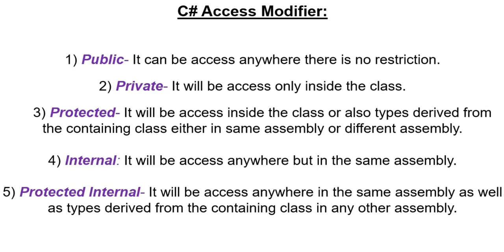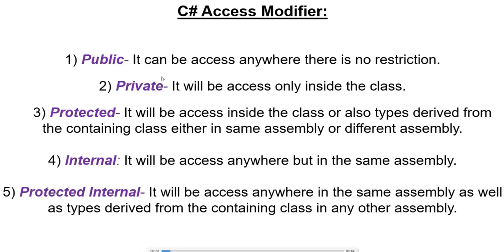So today we will learn C# access modifiers. Before we start this chapter, we should have knowledge of assembly, which we have already seen in our previous chapter, and inheritance, of which we will see an overview in a few seconds. We have 5 types of access modifier: public, private, protected, internal, and protected internal.